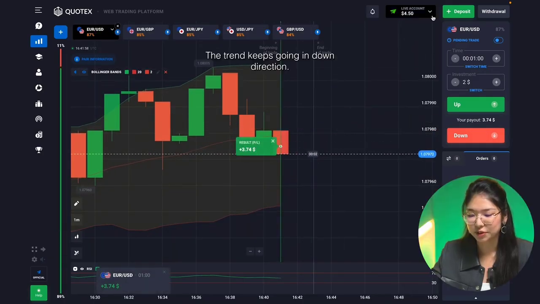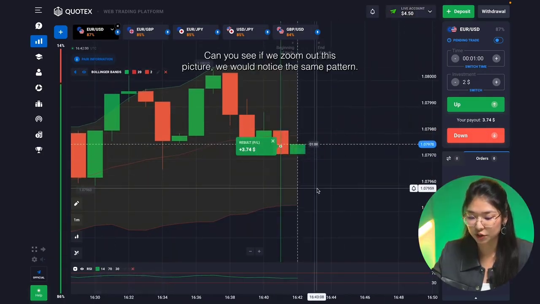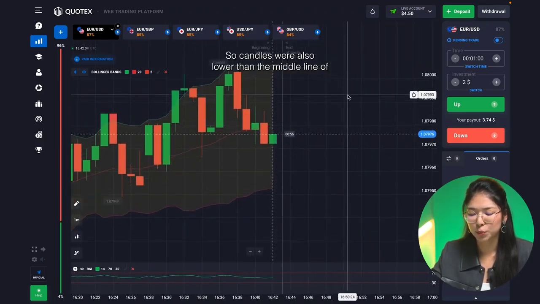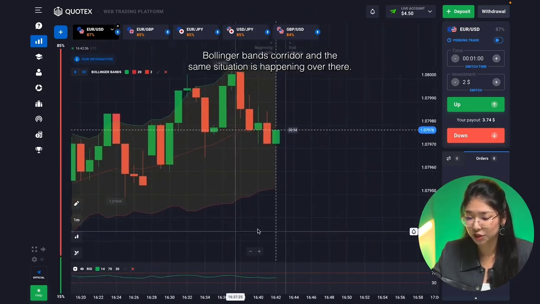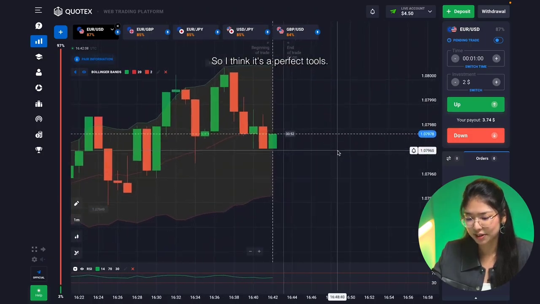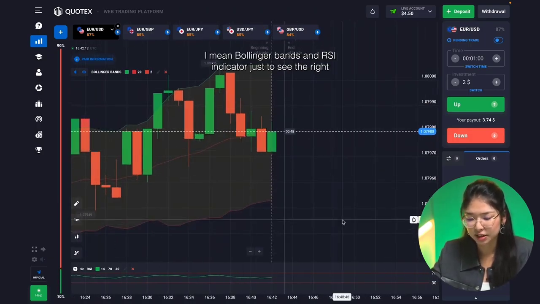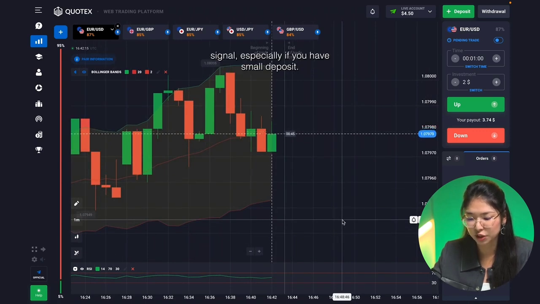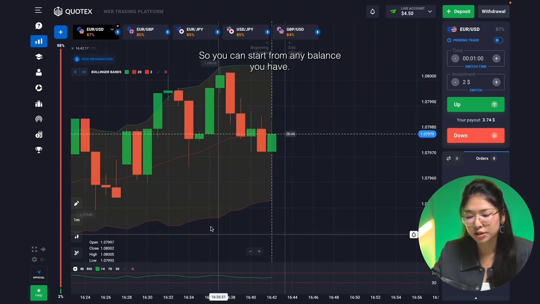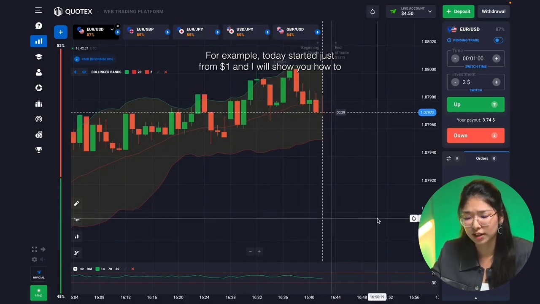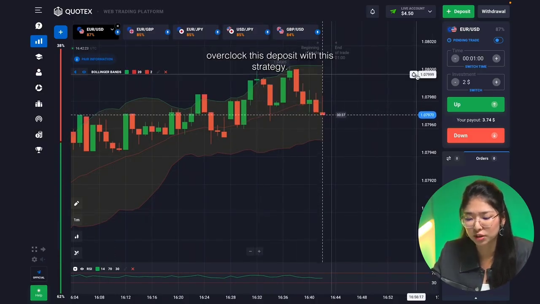So the trend keeps going in the down direction. Can you see that if we zoom out of this picture, we would notice the same pattern? The candles roll along the middle line of the Bollinger Bands corridor, and the same situation is happening over there. And I think it's a perfect tool. I mean, Bollinger Bands and RSI indicators, just to see the right signal, especially if you have a small deposit. And you can start from any balance you have. For example, today I started just from $1, and I will show you how to work this deposit with this strategy.